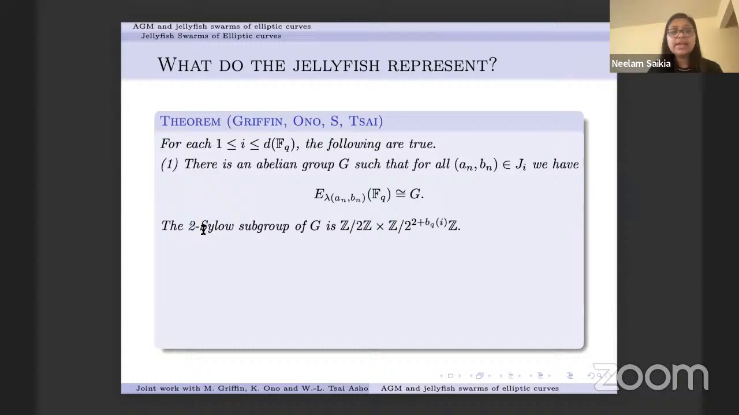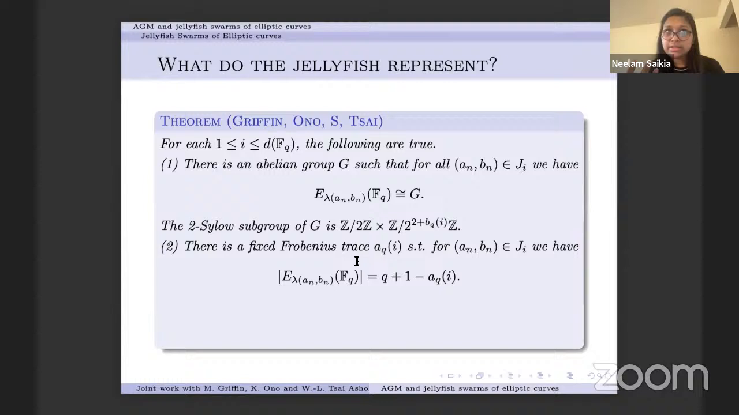And in fact, the 2-Sylow subgroup of G is given by this set. Since all have the same number of points, consider a quantity called the trace of Frobenius of an elliptic curve. The trace of Frobenius is defined as q plus one minus the number of points on the elliptic curve. That quantity is also fixed because the number of points is the same. Therefore the trace of Frobenius, given by a_q, is also fixed for any pair (a_n, b_n) appearing in the jellyfish.